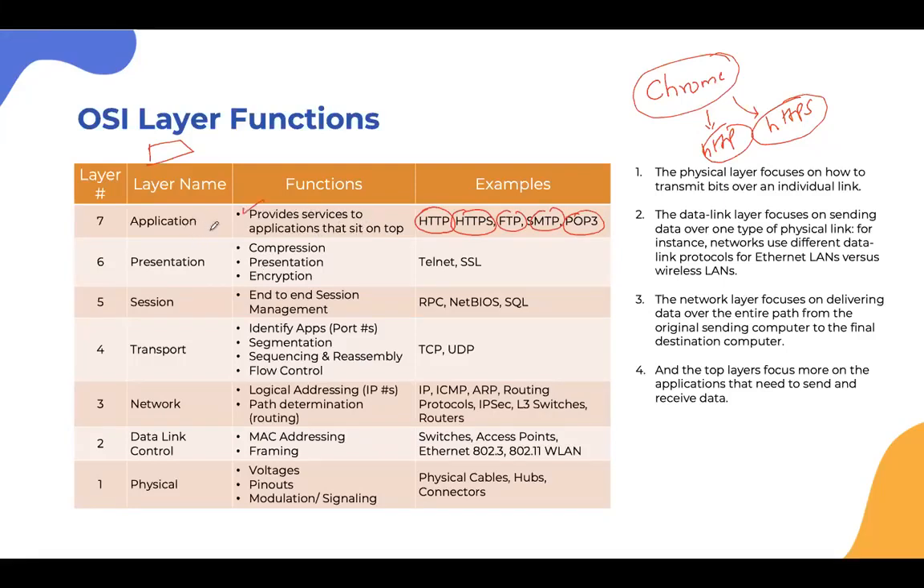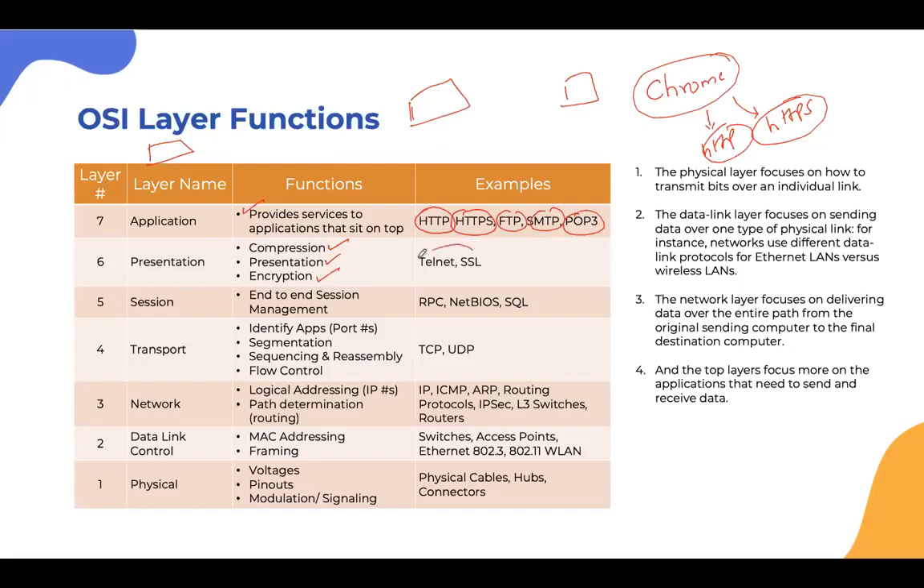Okay. Now, moving on. Presentation layer, it does a lot of compression. If data is huge in size, you want to compress it before sending. Presentation, if you want to change the format of the data. Encryption, if you want to encrypt the data in a way that nobody else in between has the ability to see what you're sending, right? So those are the presentation layer functions: compression, encryption, and presentation.